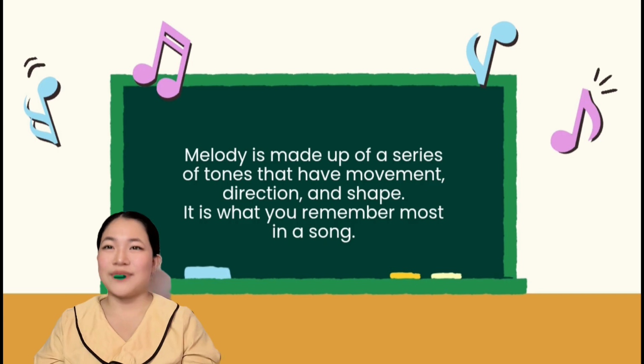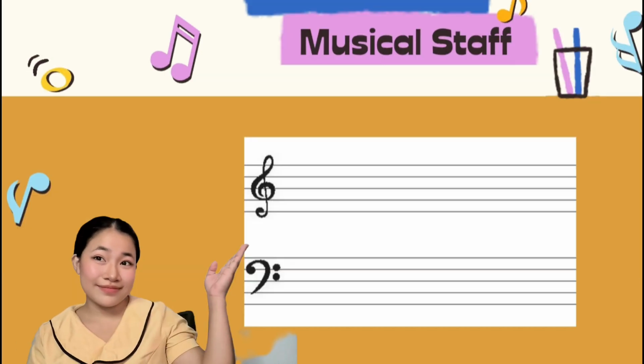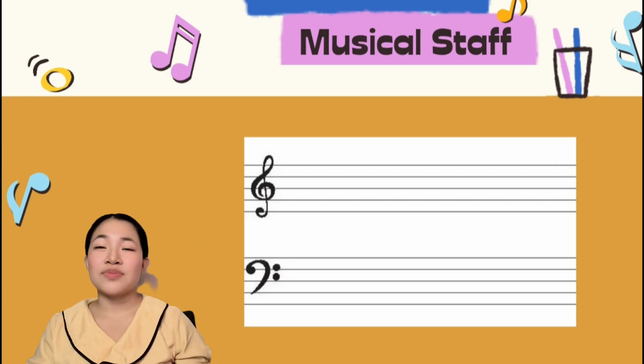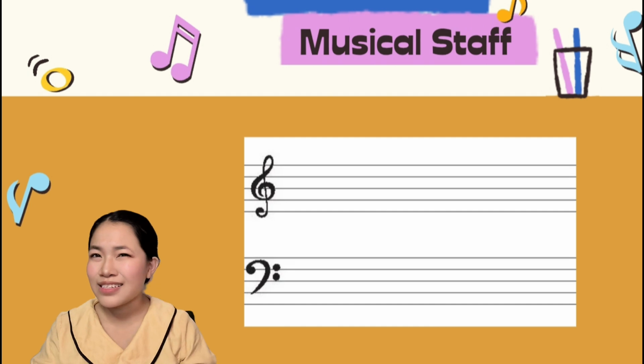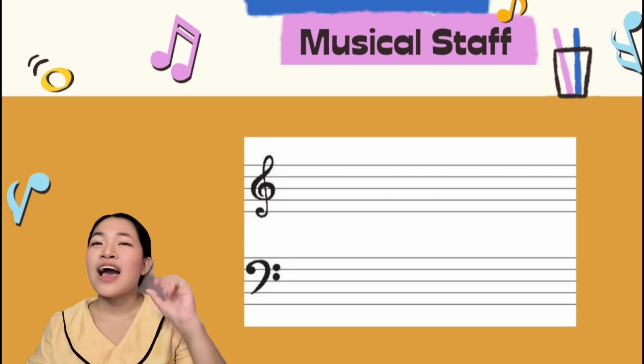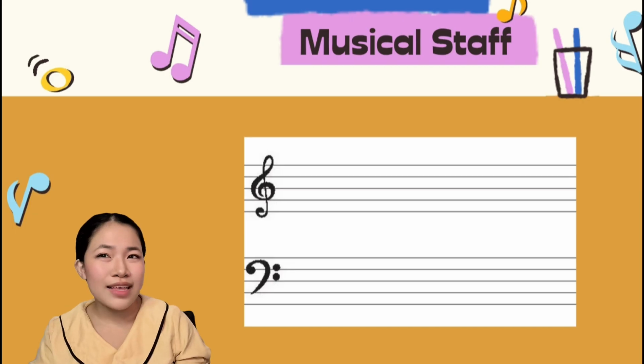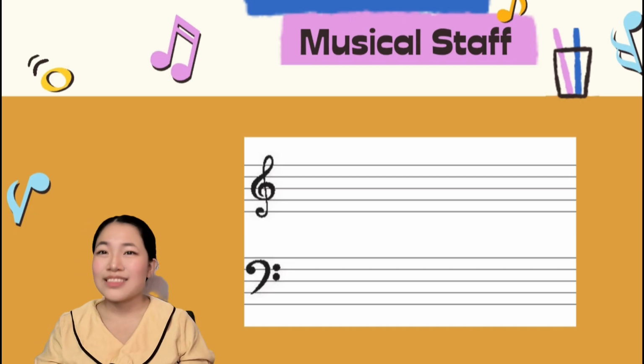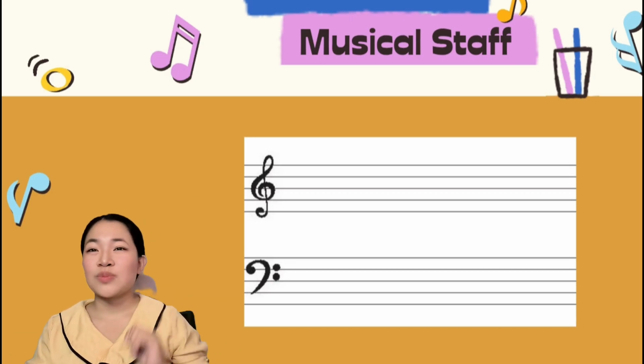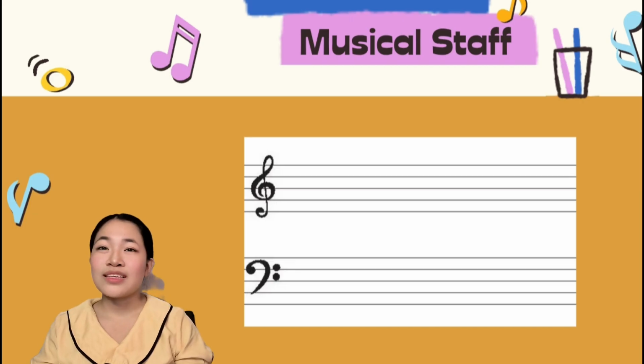Yes, that's right. So to understand melody better, we use musical symbols that tell us the pitch of each note. One of the most important ones is the musical staff. So the musical staff is made up of how many lines? Yes, it has 5 lines. And how many spaces? Yes, it has 4 spaces. And each line and space represents a different sound or pitch.